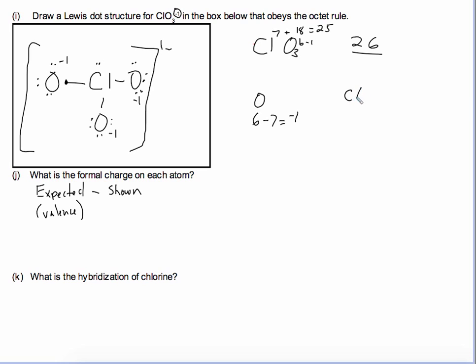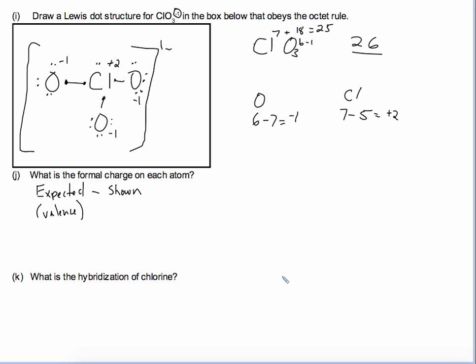Then chlorine. Chlorine has 7 valence electrons, so that's expected, minus how many are shown. So there's 2, 3, 4, 5. So 7 minus 5 equals +2. So the formal charge on the chlorine is +2. Now, one rule about formal charges and Lewis structures is that the sum of the formal charges must equal the charge on the ion. So 3 -1s and 1 +2 gives you a net of 1 minus. So we probably did the formal charge right.